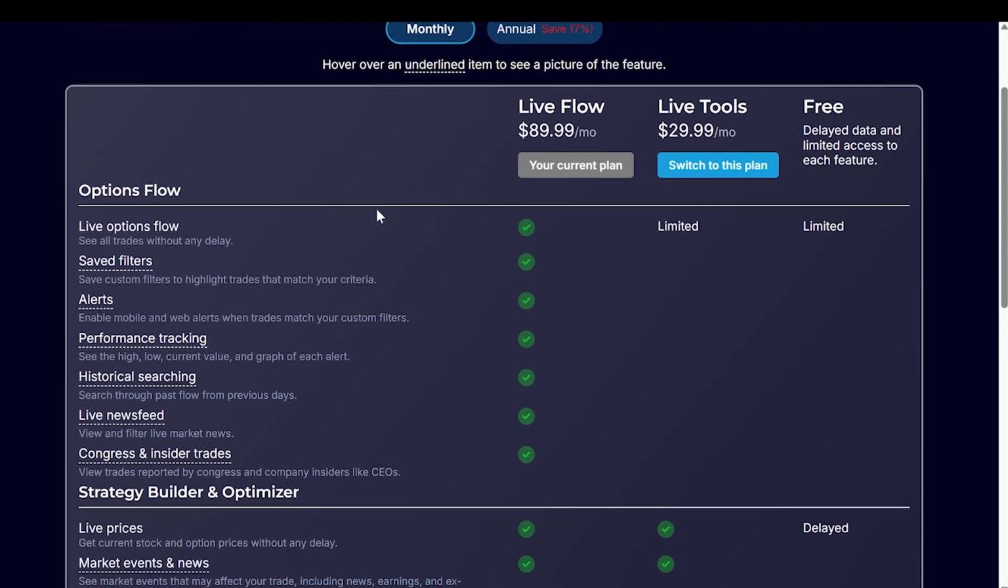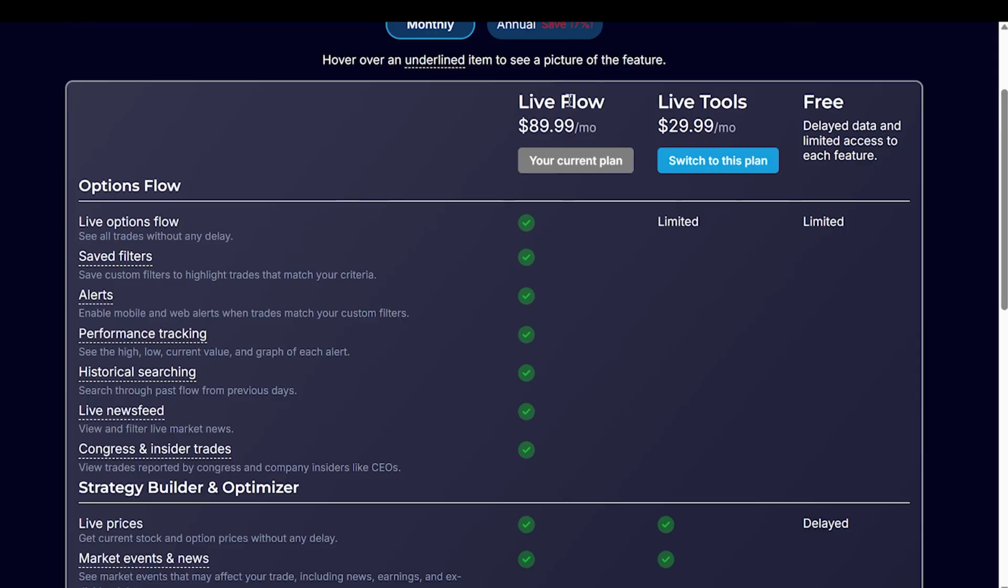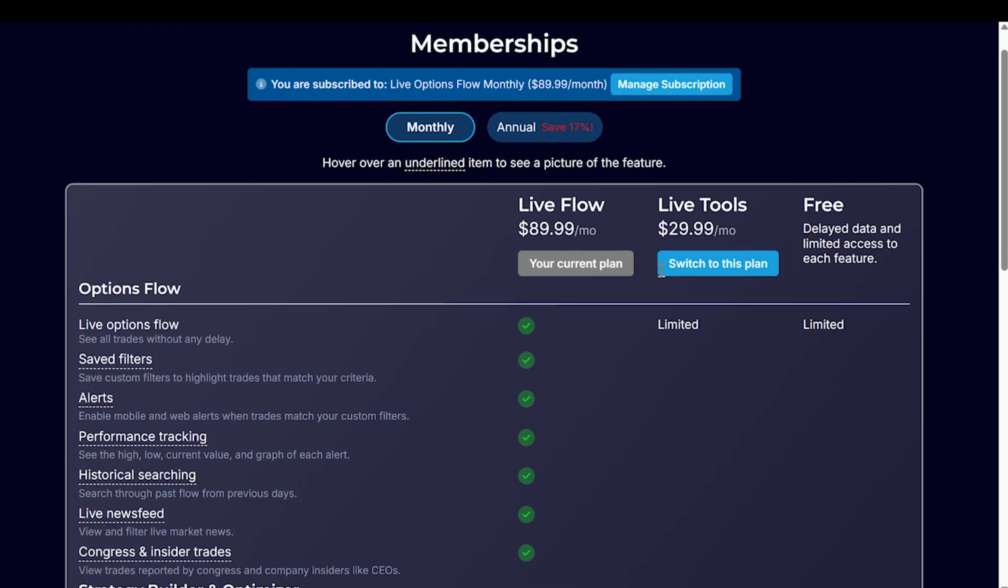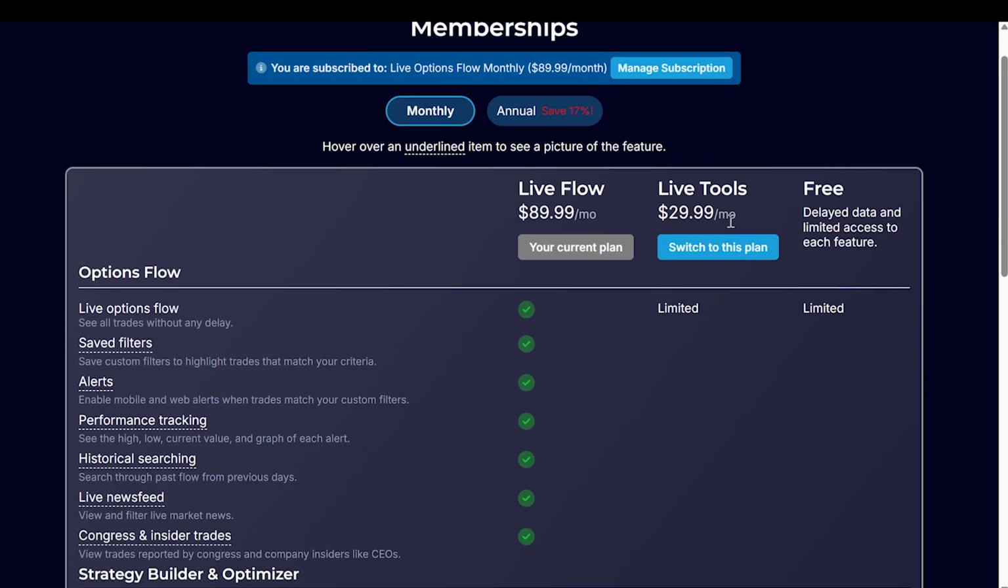If you want access to the options flow tools, you're going to need this live flow plan, which is the most expensive at $89.99 per month or nearly $900 per year. It's quite a bit more expensive than Insider Finance. You can get access to OptionStrat's building and optimizing tools within this live tools package for $29.99 per year.